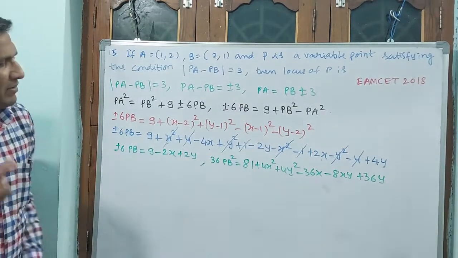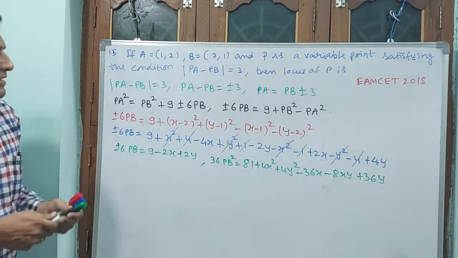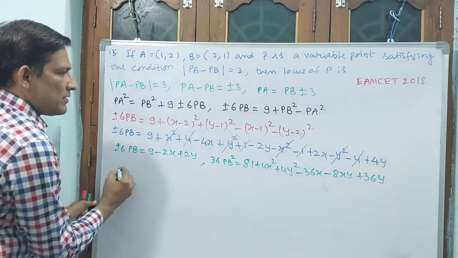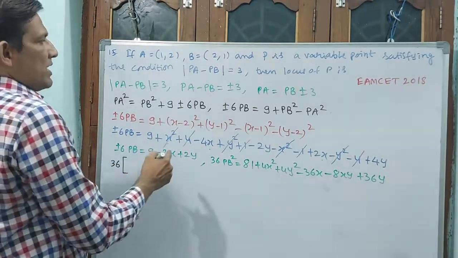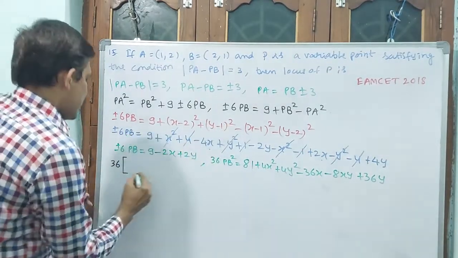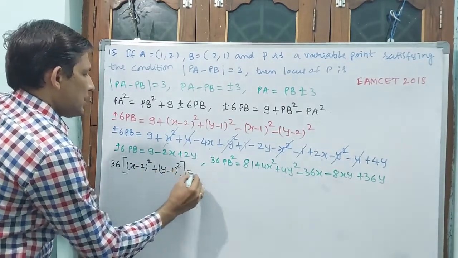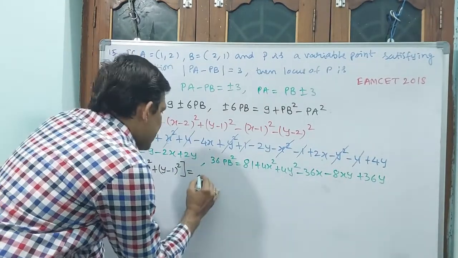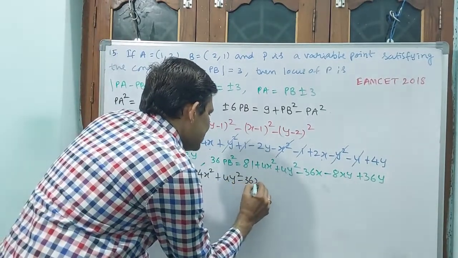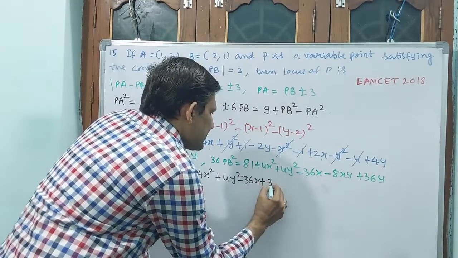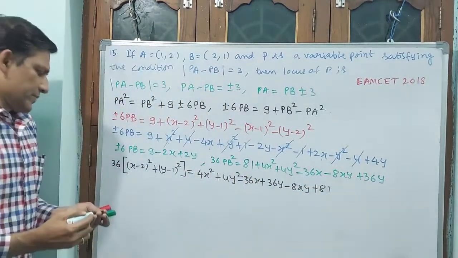Okay, now wait, but see, here 4 is there, with 3 it will not go, let it be like this only. See, one thing I can say, PB square, we have not yet done here. Let us do PB square also. 36 into PB square value. PB square is where? PB square is this one. X minus 2 whole square plus Y minus 1 whole square is equal to, I think we will write first 4x square plus 4y square minus 36x plus 36y minus 8xy, now you write plus 81, okay, this will be good.